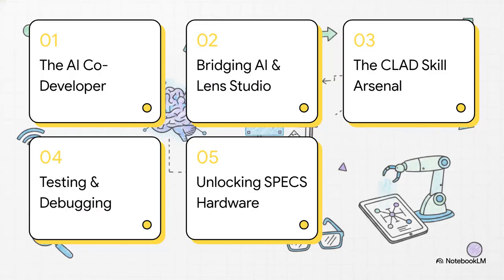So here's our roadmap for today's explainer. 1. Enter the AI co-developer. 2. Bridging AI and Lens Studio. 3. The CLAD skill arsenal. 4. Testing and debugging. And 5. Unlocking SPCS hardware. Let's get into it.